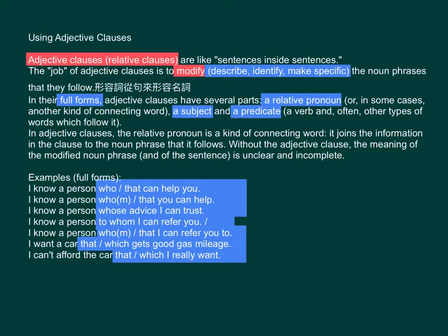Here are examples of full forms. I know a person who or that can help you. I know a person whom or that you can help. I know a person whose advice I can trust. I know a person to whom I can refer you, or I know a person whom or that I can refer you to.